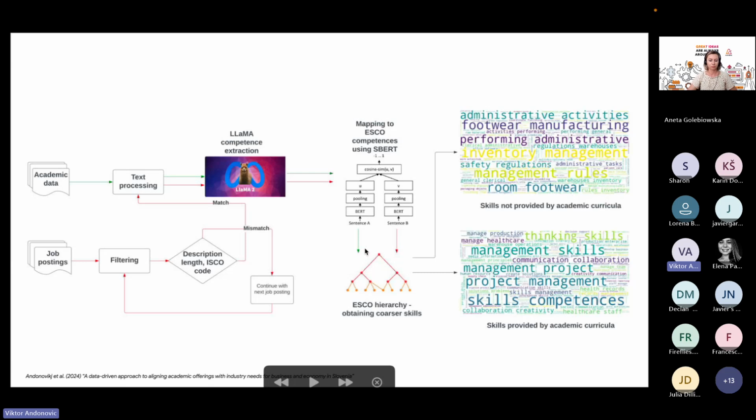But in order to map the extracted competences to the standardized ESCO ones, we used another language model, which in this case is not a generative one, but a contextual one. And we map the competences into ESCO. And after that, we compare the ones which are provided by the academic curricula. We have a look at them, we visualize them, we try to find some anomalies, and we look at the ones which are not provided by the academic curricula, basically which are desired by the employers in the labor market.